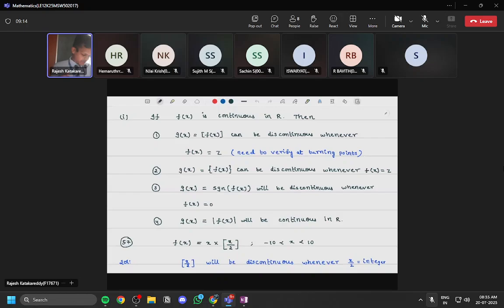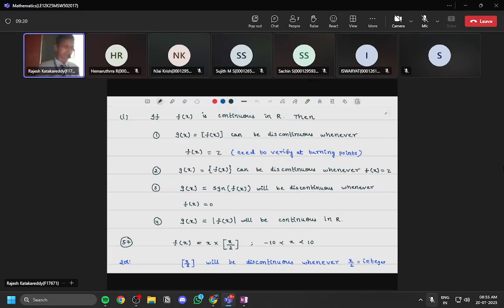If there is anything I missed last time, you can write signum. Okay, add signum. Signum will be discontinuous whenever f of x is equal to 0. Right? Am I clear?